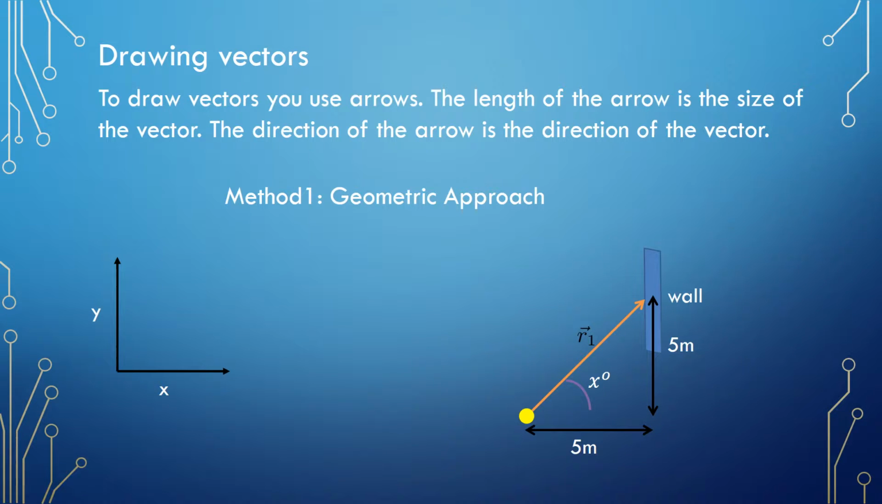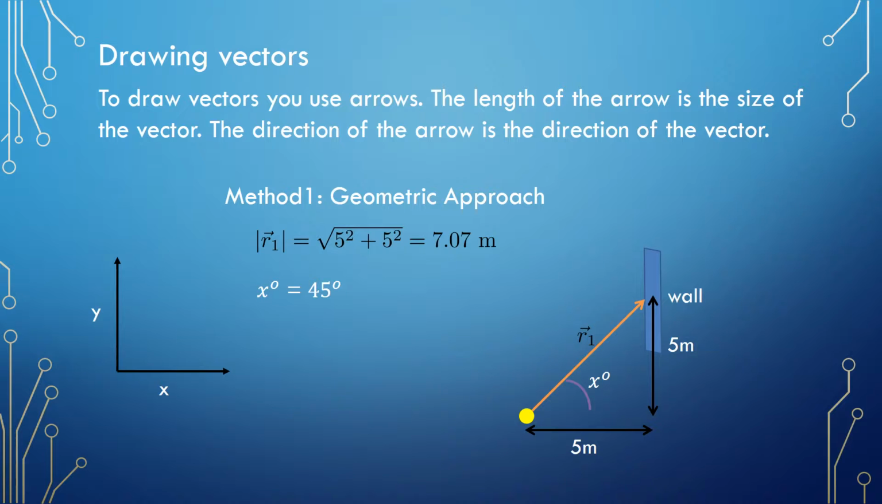So the first method we're going to use is a geometric approach. The length of the vector, which is the magnitude of R1, we can use Pythagoras here. It's a right angle triangle. It's just the square root of 5 squared plus 5 squared. And if you work that out, it's 7.07 meters. So now we can also work out what x degrees is, the angle the vector makes with the x-axis. And again, this is just trigonometry, and you can work it out quite simply because it's a right angle triangle. And it comes out to be 45 degrees.